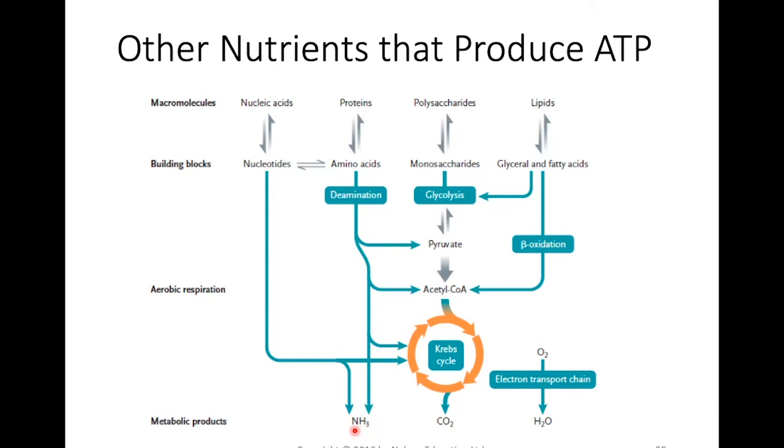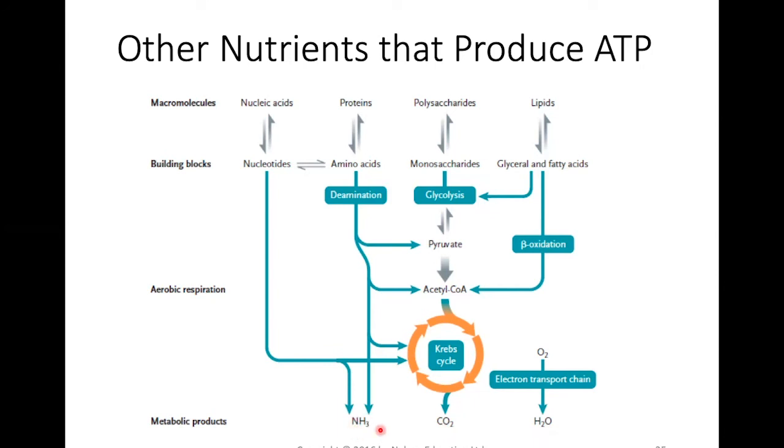So at the end of the day, when we're breaking down your glucose, what do we end up with? CO2 that we breathe out and water, right? It's a clean burn. Same thing with your fatty acids. When we're looking at proteins, nucleic acids, we have this leftover nitrogen and we've got to get rid of it somehow. And so what we do is we convert that into ammonia, so NH3.